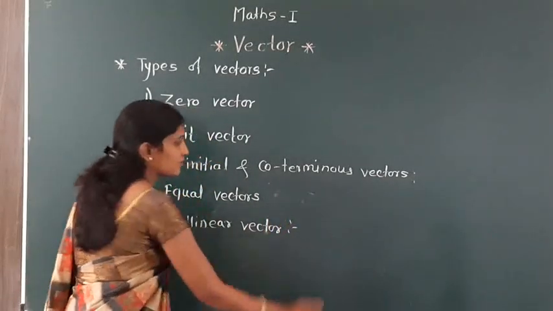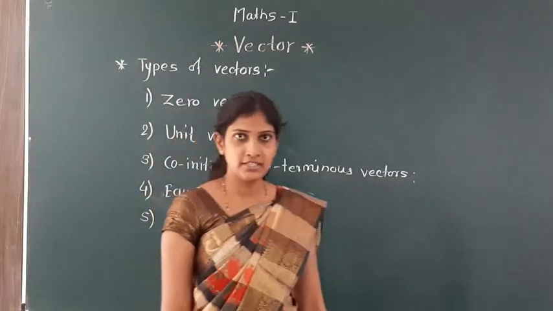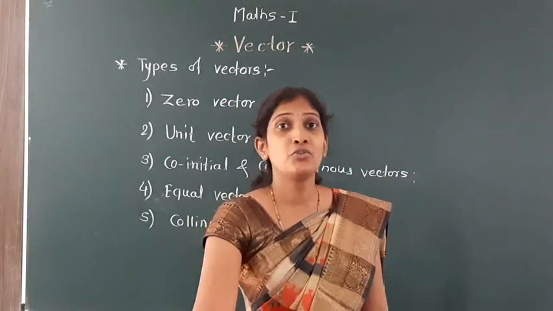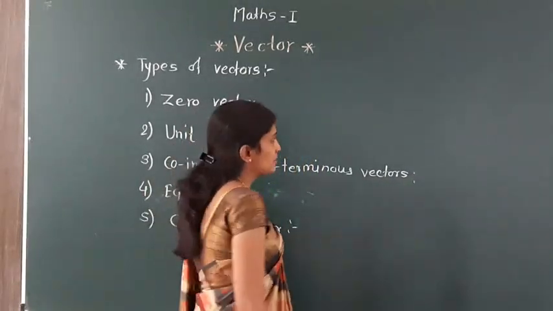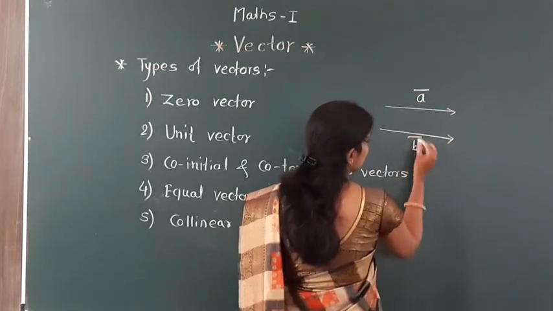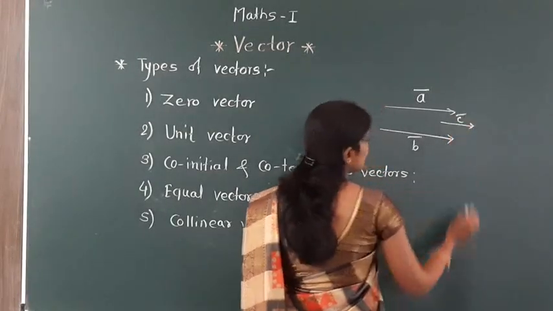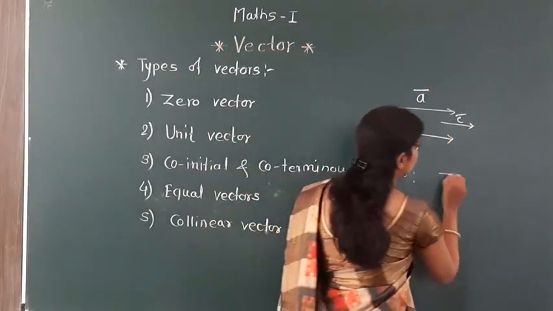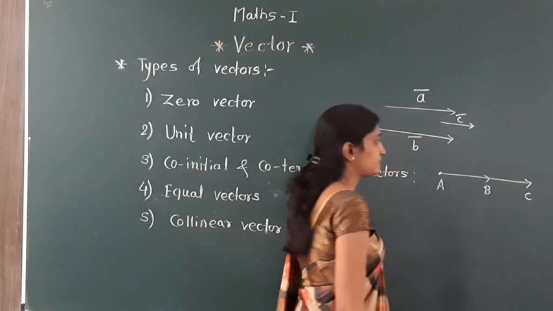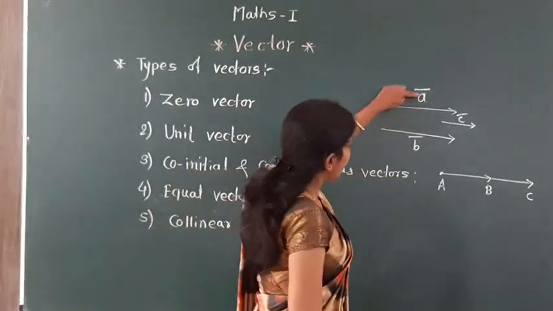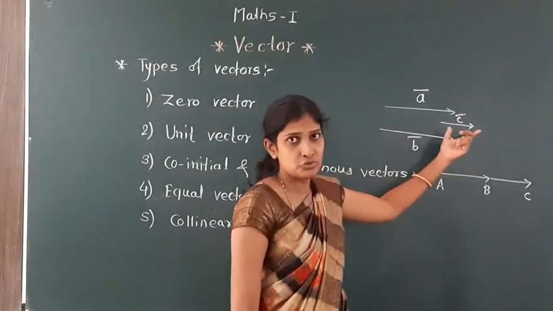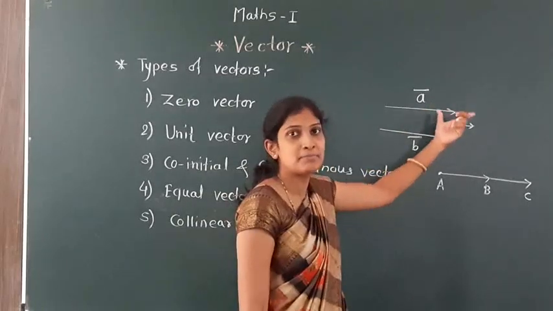Collinear vector. What is a collinear vector? The vectors which are parallel to each other or along with each other are called collinear vectors. Suppose this is vector A bar, this is B bar, and C bar. These three vectors are parallel to each other, so these three vectors are collinear to each other.